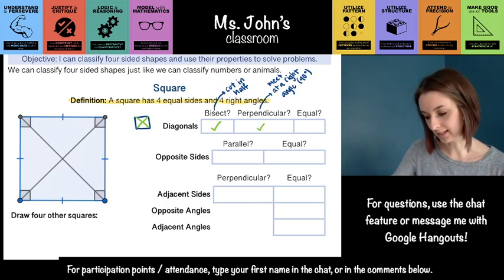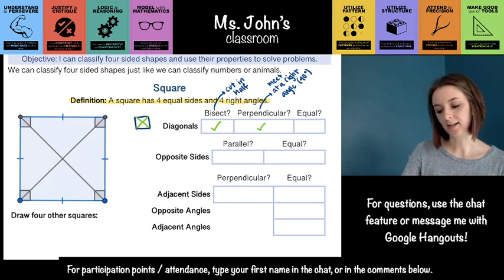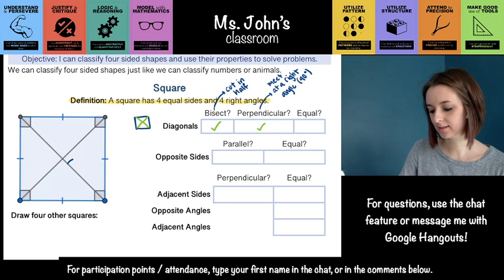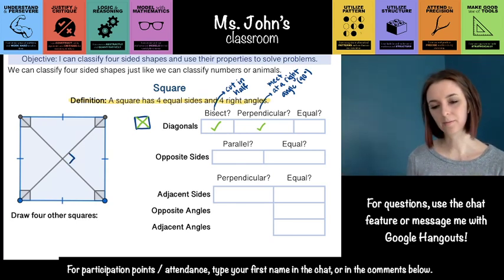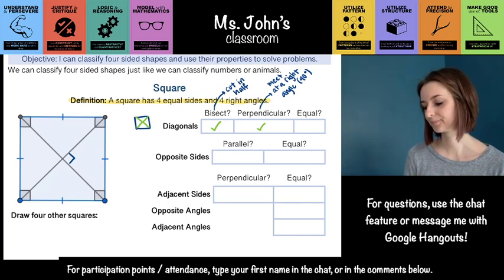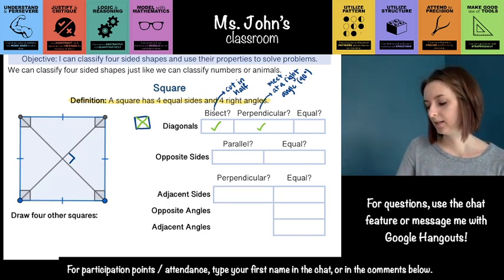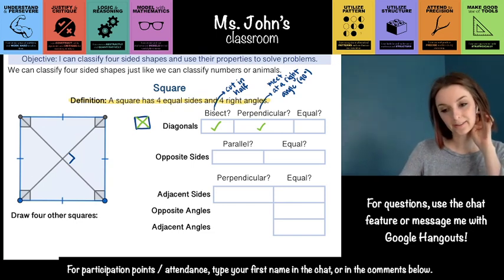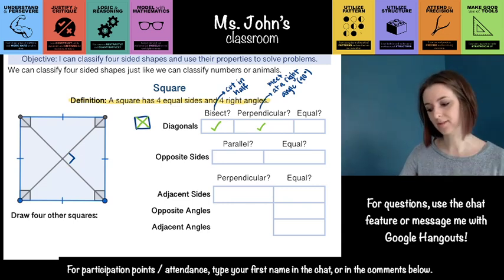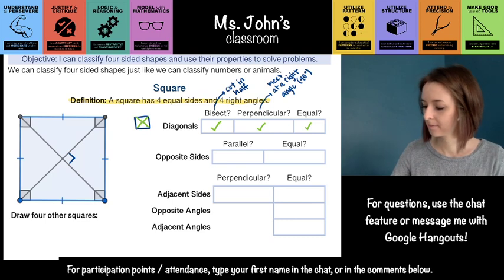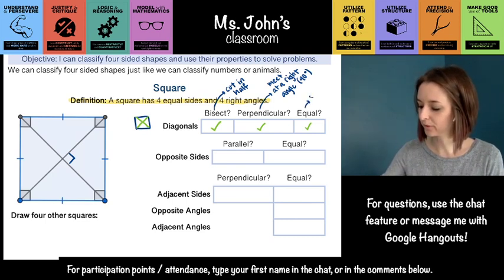They are also perpendicular, meaning that they create right angles inside of the square. So this angle here is always going to be a right angle in a square. When it says equal on diagonals, we're talking about the length of the two diagonals, and in a square, they are equal. The two diagonals are the same length. We're going to write that right there: same length.